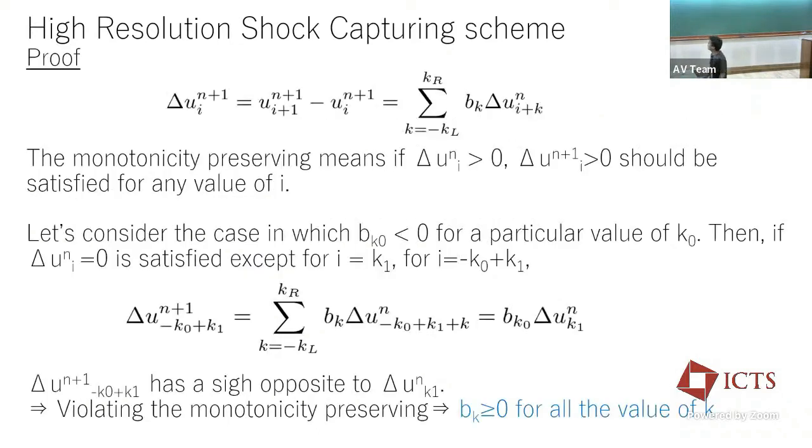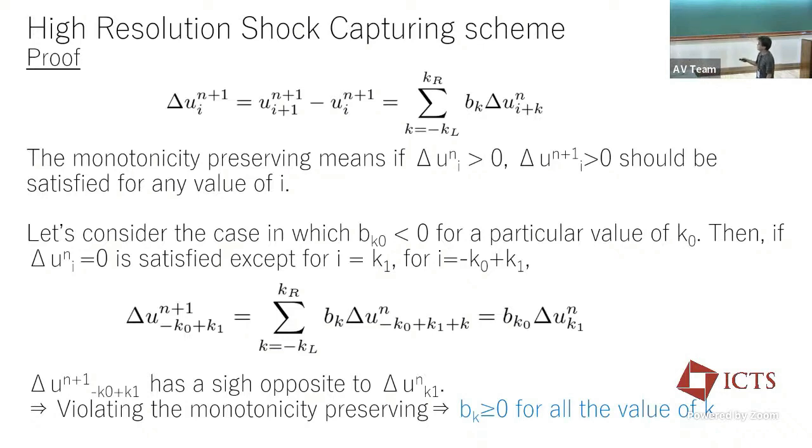Let me prove it. By calculating delta u_i at n plus 1, which is defined by u_{i+1}^{n+1} minus u_i^{n+1}, of course you can easily calculate this equation, right? So monotonicity preserving means that if delta u_i^n is greater than 0, delta u_i^{n+1} should be greater than 0, and this should be satisfied for any arbitrary value of i, right?